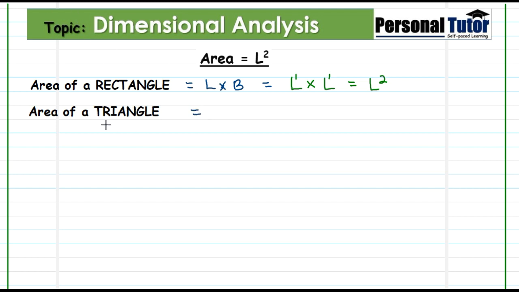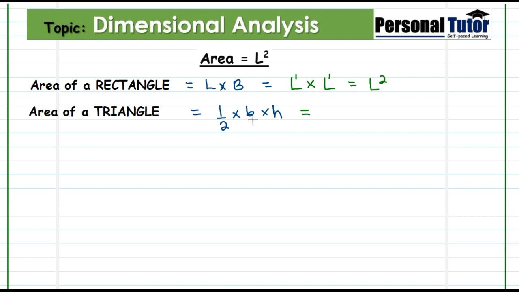Mathematically, the area of a triangle is written as half of the base times the height. Great. We need then convert these expressions to their dimensions. For half, it has been established earlier that it is a dimensionless constant, and so it has no dimension and it is ignored. The next is the base length.